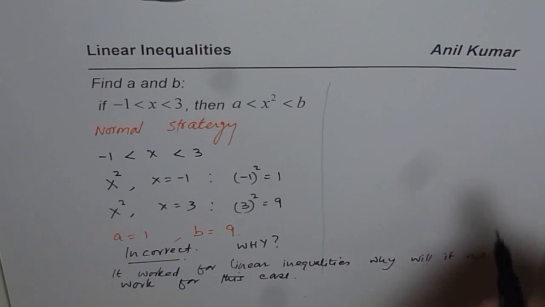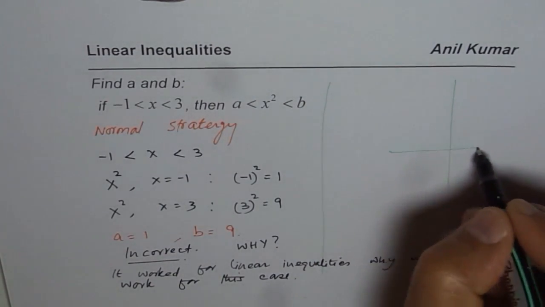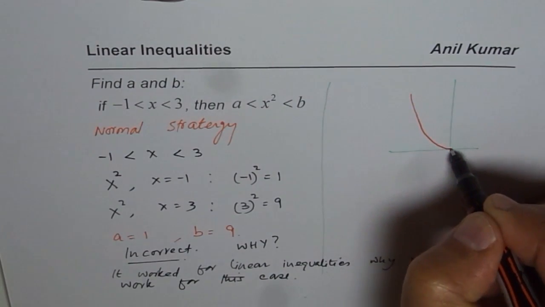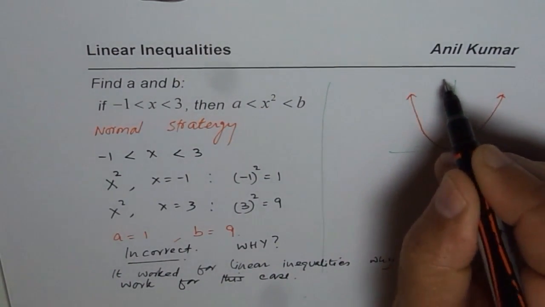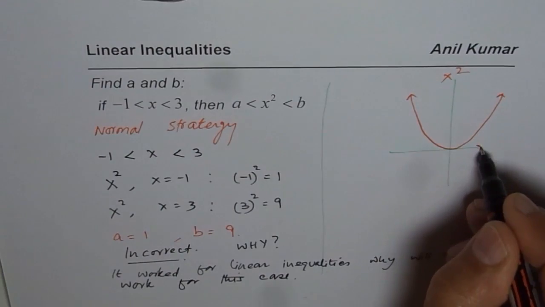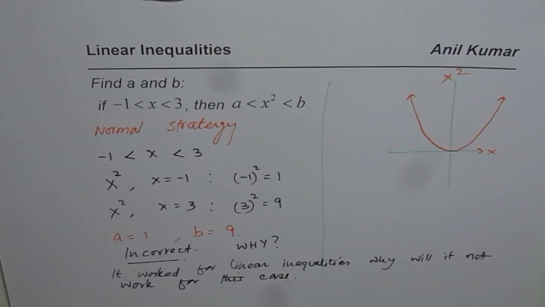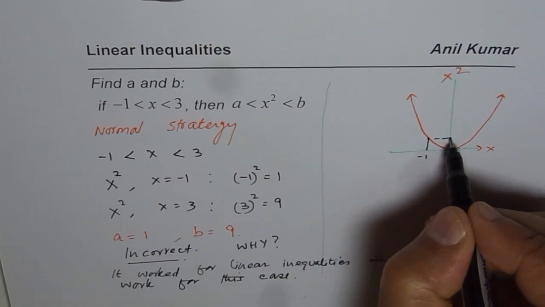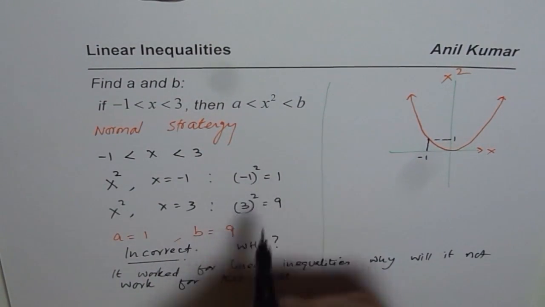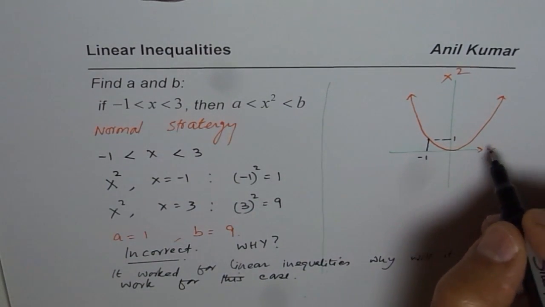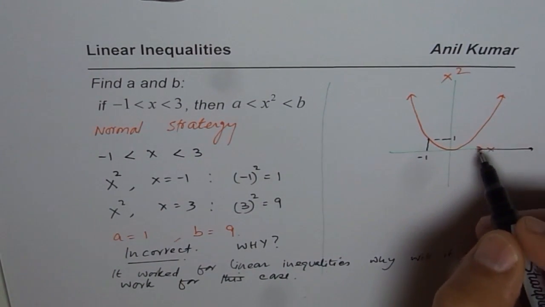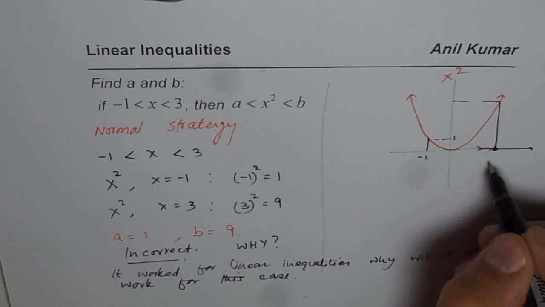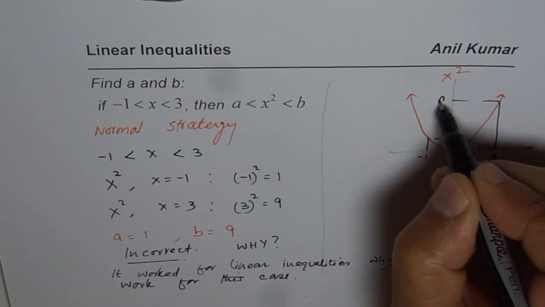To illustrate the idea, what I will do here is sketch, and once I sketch x squared, things will become very apparent to you. Let's say this is my graph of x squared. So this is x, and that's the graph. Now we are saying -1, so let's say -1 is here, and the value is 1. That is -1 squared. Then when we say 3, let's say this is 9 for us.